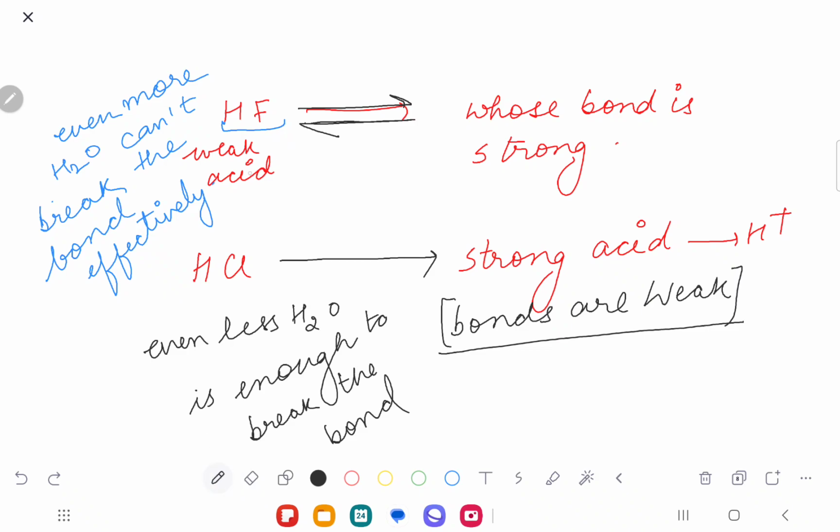If you are taking partial HF, right? So then you will have strong bonds, less strong bonds. I hope you understand the concept. Yes, ma'am. I do. Okay. This is the concept. So it says even more H2O can't break the bond. This is a very, very important concept to understand. And now you see how we calculate the pH of such solutions.